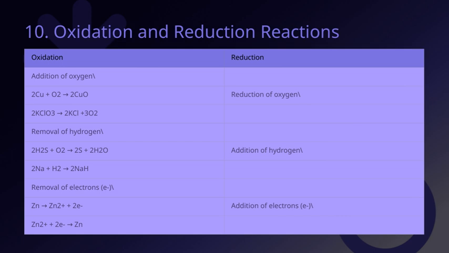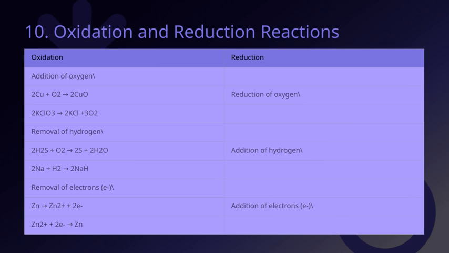Take potassium chlorate decomposing into potassium chloride and oxygen as an example. Here, the compound is being reduced because oxygen is being released. Another important concept is the removal of hydrogen, which also signifies oxidation. In the reaction between hydrogen sulfide and oxygen, sulfur is released and water is formed.